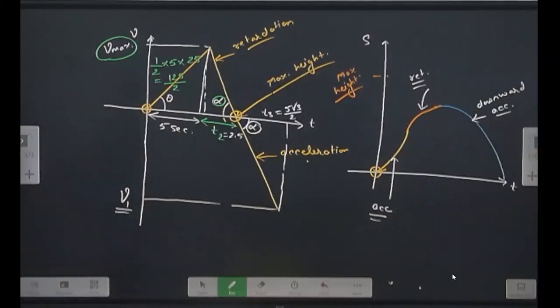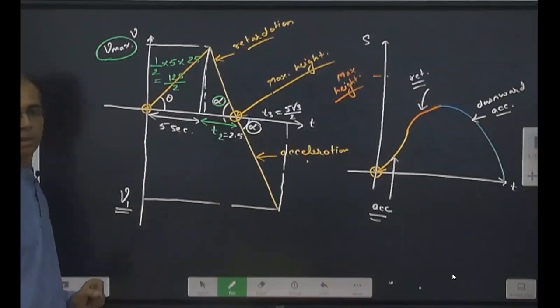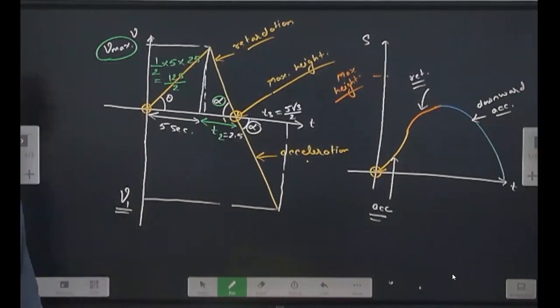Yes, sir. So how to make the graph is very, very important. Okay, everyone understood? Yes, sir. Okay, great. Note it. Done? Yes, sir.